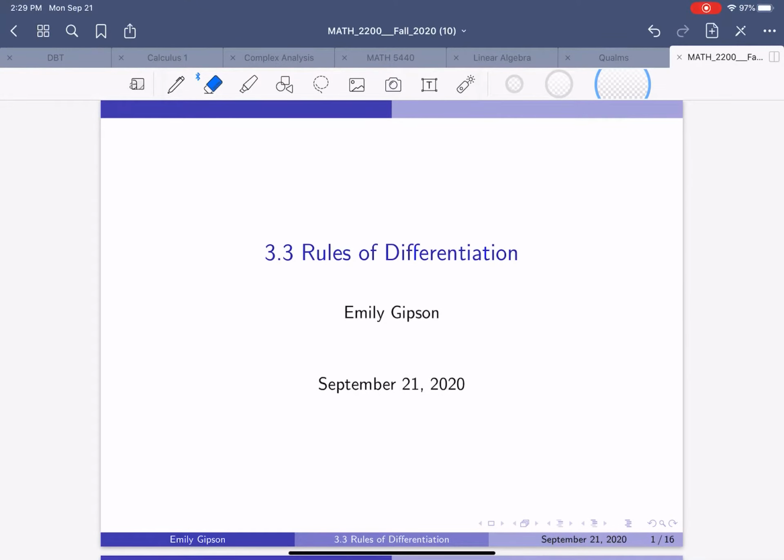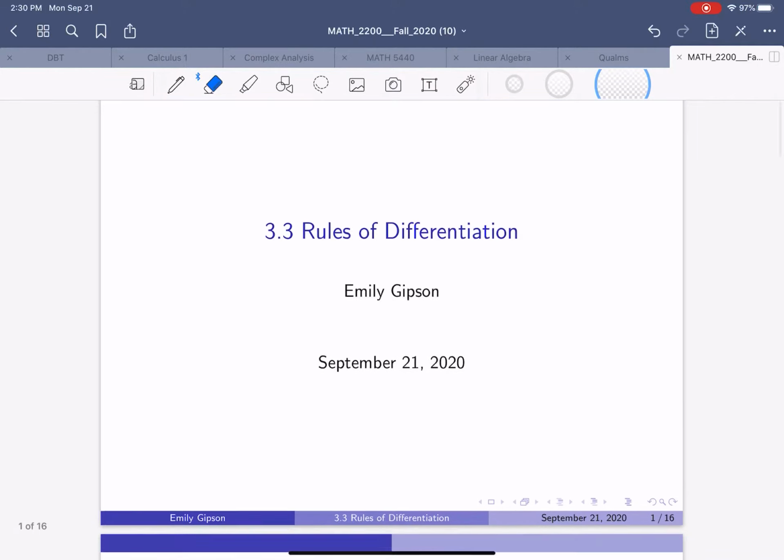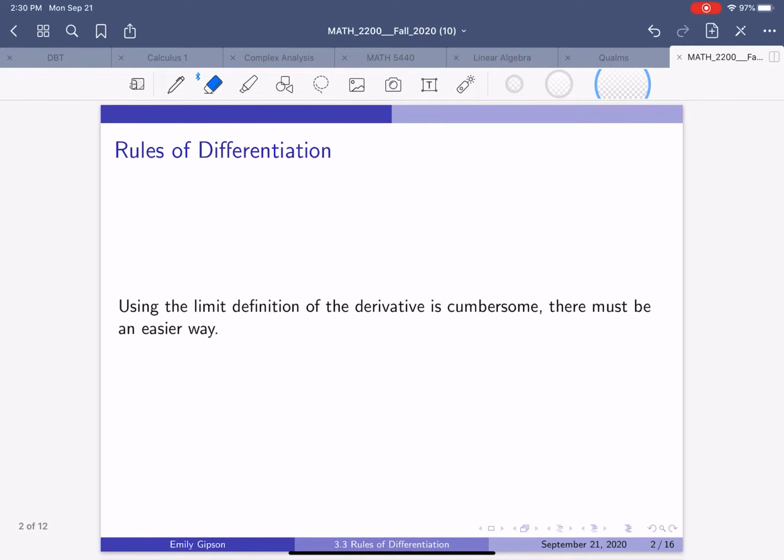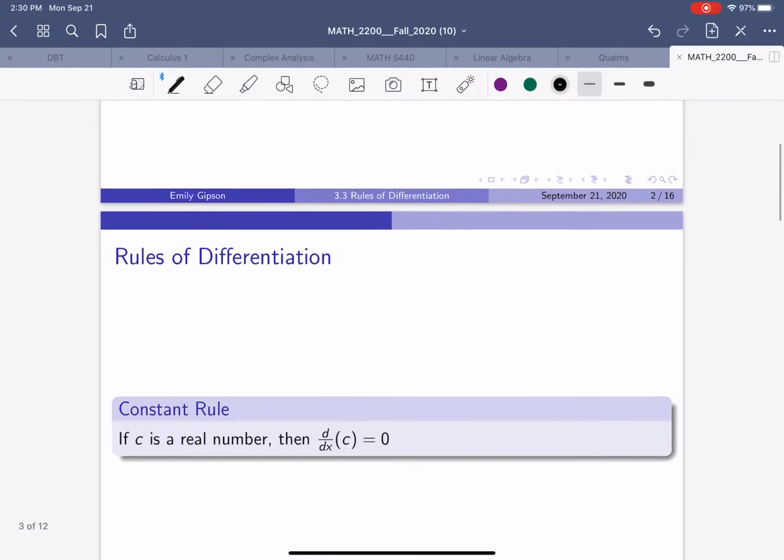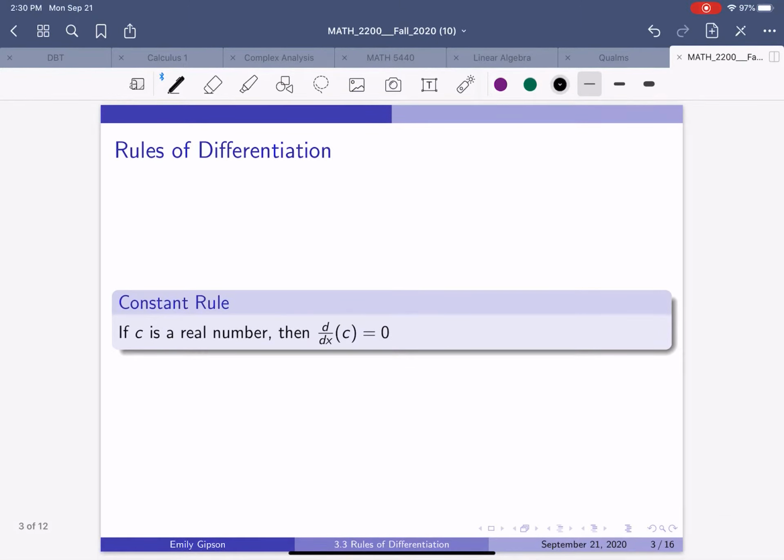All right, good afternoon. Today we're going to be talking about section 3.3, rules for differentiation. The motivation behind this section is that using the limit definition of the derivative is really cumbersome. You've seen this in homework 3.1, that plugging in f of x plus h minus f of x can be really, really tiresome. And then all of a sudden you've got this big long equation, and dividing it by h or factoring is just a real pain in the butt. So there's got to be an easier way, and in fact there is. And the easier way comes in the form of rules of differentiation.